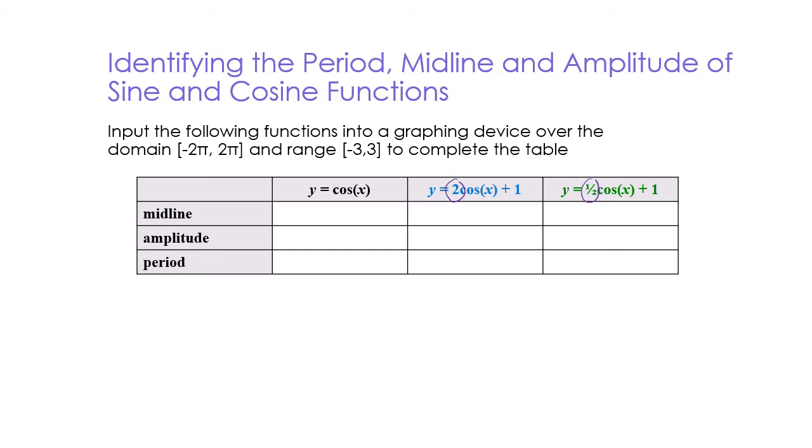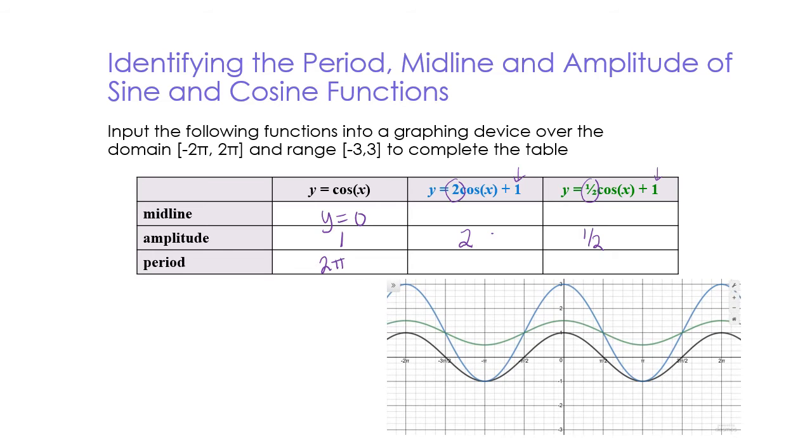So before I even put these graphs down, we should know, again, for the original cosine function, it's always y equals 0 for the midline, the amplitude is always 1, and the period is 2 pi. We know here our amplitude, so I don't know what this +1 is going to do, but we do know that's the amplitude. So we know the amplitude is going to be 2, and the amplitude here is going to be 1/2 from what we just learned on the other page.